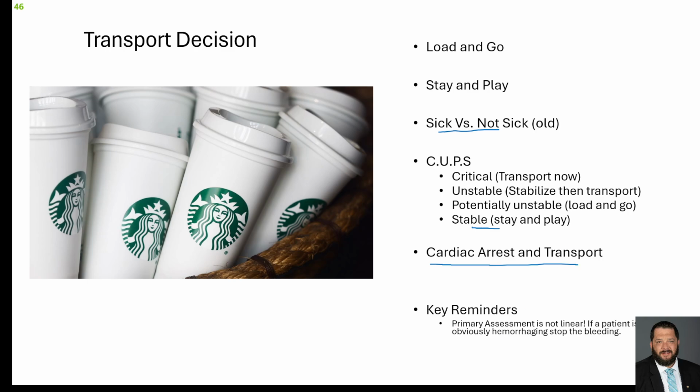Reminder as we go through, primary assessments are not linear, right? As you approach the patient, right, if they're obviously hemorrhaging, it's time to stop the bleeding. Likewise, if you walk up and you see a patient is not breathing, before you assess anything else, you may need to start ventilating that patient. Or if you approach the patient and they don't have a pulse, start CPR while you assess the airway. Okay. It's not linear. You don't have to get through A and then get through B and then get through C. You fix it as you see it when you approach it.